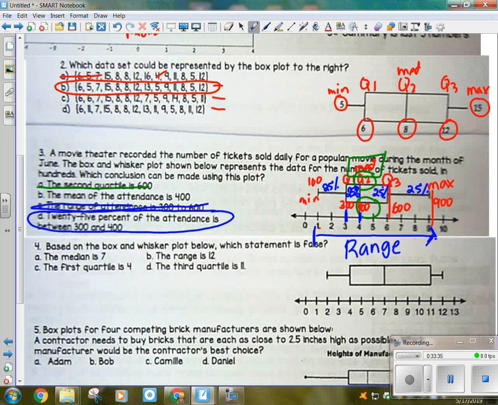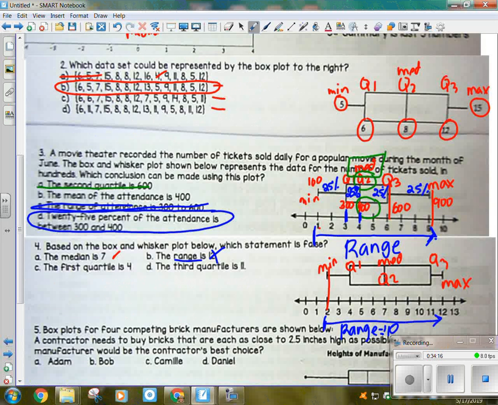Based on the box and whiskers plot, which one is false? It means 3 of them are true, 1 of them is wrong. So it looks like I have my minimum at 2, my Q1 at 4, my median, or Q2, at 7, my Q3 is at 11, and my max is at 12. So the median is 7. That's true. The range is 12. Okay, if we remember, range is from the lowest, 2, to the highest, 12. I think my range of this data is going to be 10 units. So range is not 12, so I think that's the false one.